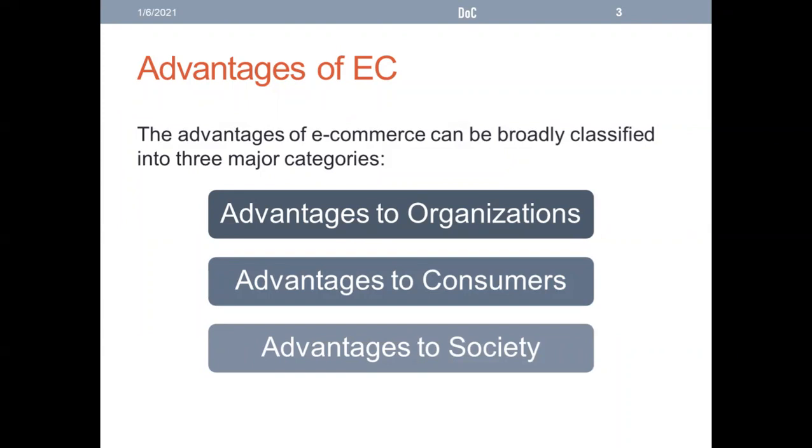If it's a physical outlet, then it involves rent and all the maintenance costs that come along with it. But if it's an e-commerce store, then they can display their products right there, right then, and they can sell them. So yes, the cost is comparatively low.